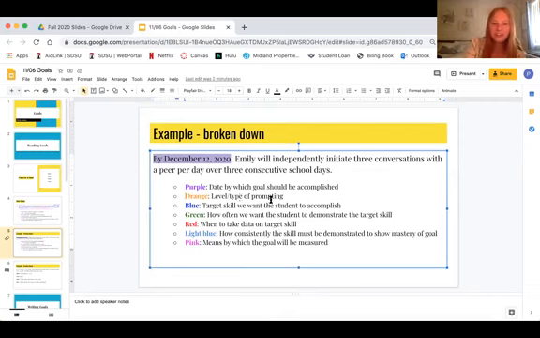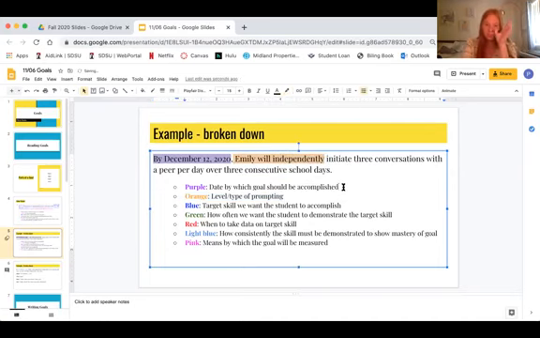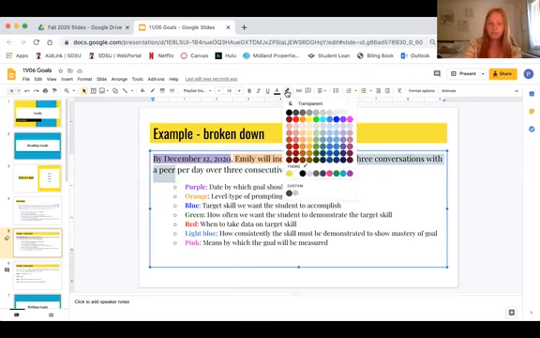So orange is the level and type of prompting. So let's go through and see if we can find that. Independently is what I chose. So that's going to be highlighted in orange. So Emily will independently what, right? The target skill. Initiate conversations with a peer. It's going to be blue.